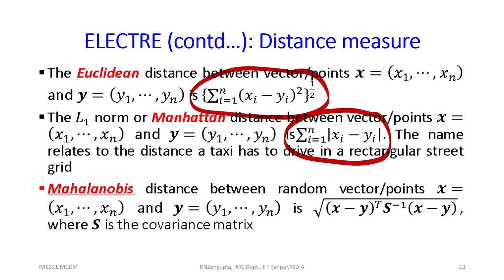There are other distances also. Consider two random vectors x and y in n dimensions, and S is the covariance matrix. We can also find the Mahalanobis distance, which we would not be covering, but I just thought I would mention the different types of distance measures which are used.